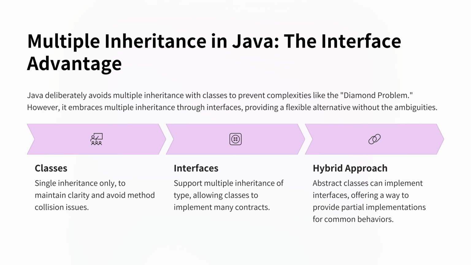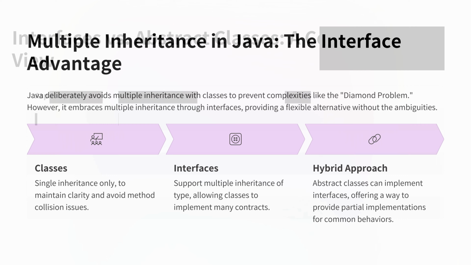Multiple inheritance in Java: the interface advantage. Java deliberately avoids multiple inheritance with classes to prevent complexities like the diamond problem. However, it embraces multiple inheritance through interfaces, providing a flexible alternative without the ambiguities. Classes: single inheritance only, to maintain clarity and avoid method collision issues. Interfaces: support multiple inheritance of type, allowing classes to implement many contracts. Hybrid approach: abstract classes can implement interfaces, offering a way to provide partial implementations for common behaviors.